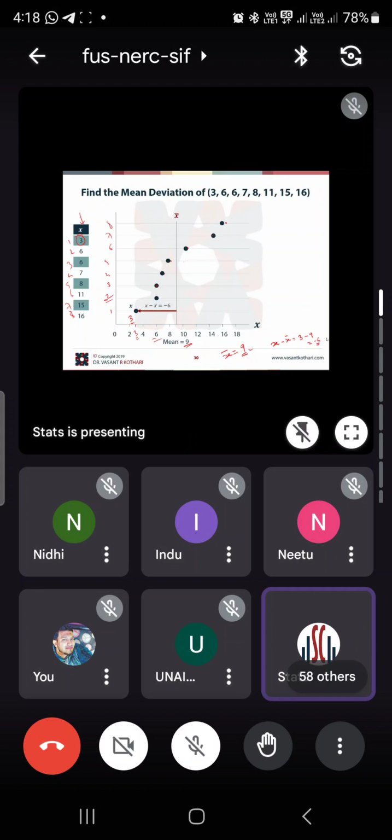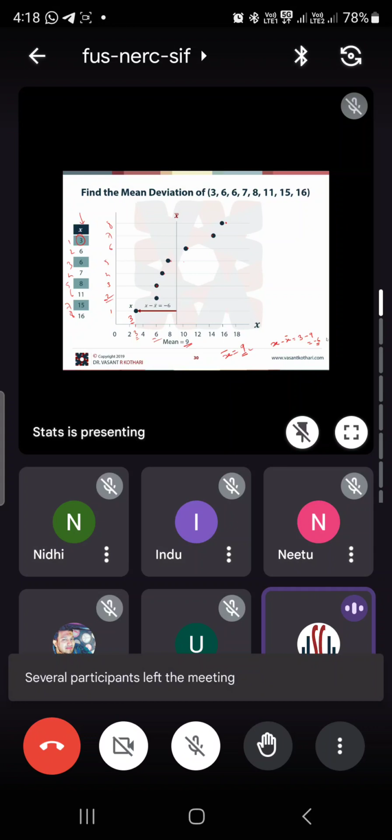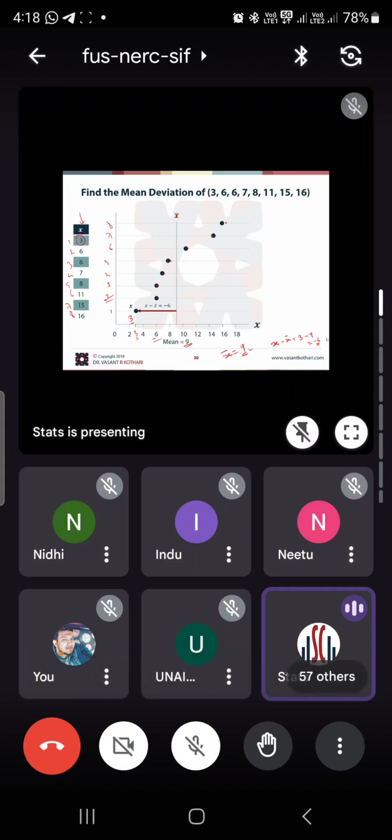What is the mean difference? For the mean difference, we need to subtract that number from the mean, that is 9. So 3 minus 9 is minus 6. It means this x is minus 6 points away from the center.